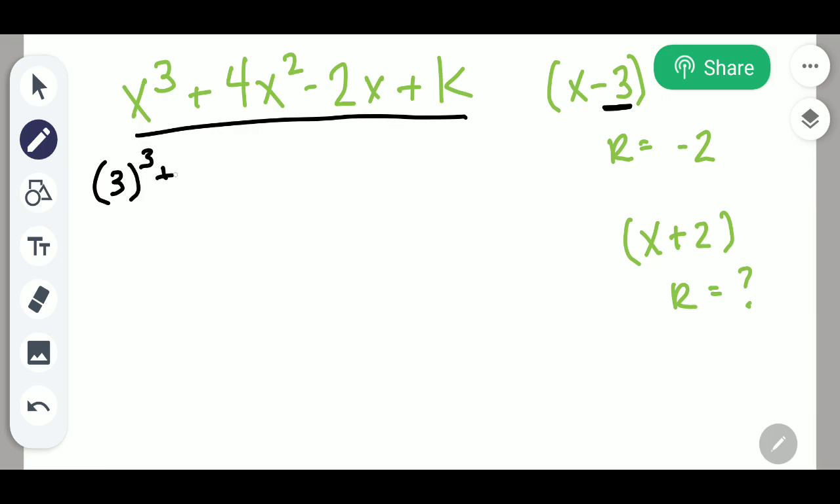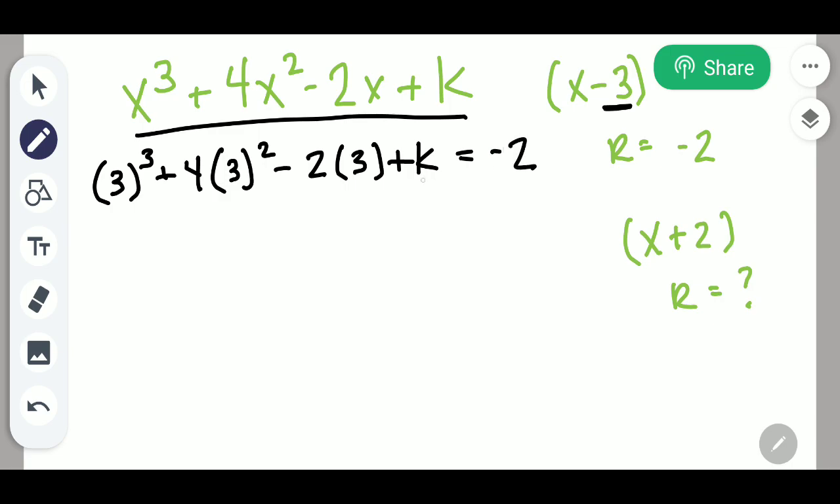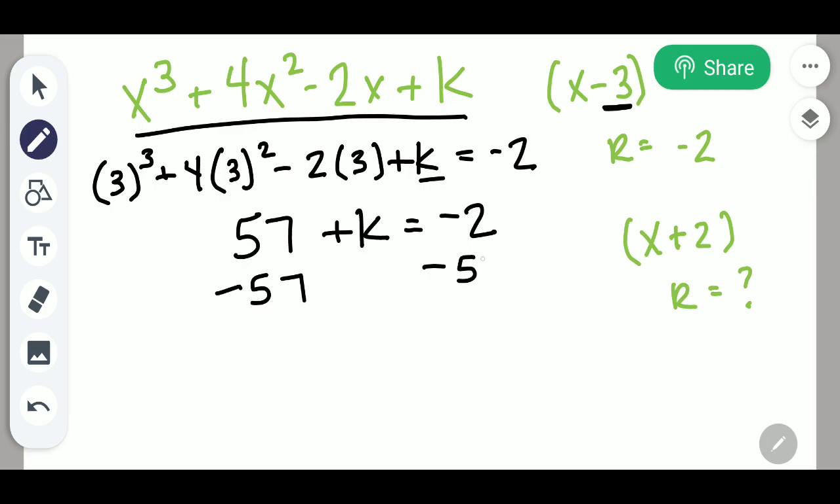3 cubed plus 4 times 3 squared minus 2 times 3 plus k gives us -2. So how do we find k? Well, 3 cubed plus 4 times 3 squared minus 2 times 3 gives us 57, plus k equals -2. So we subtract our 57 and k equals -59. Okay?